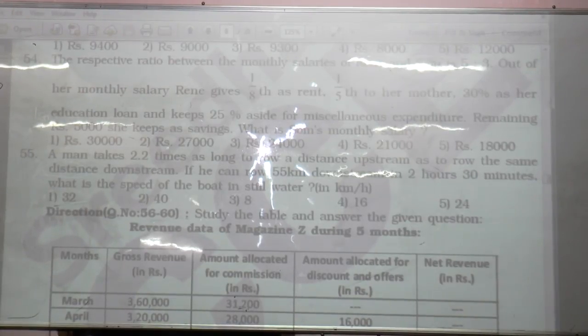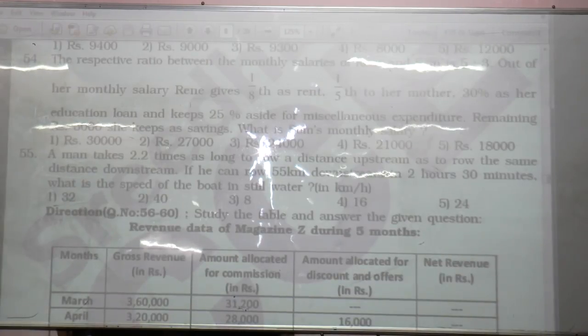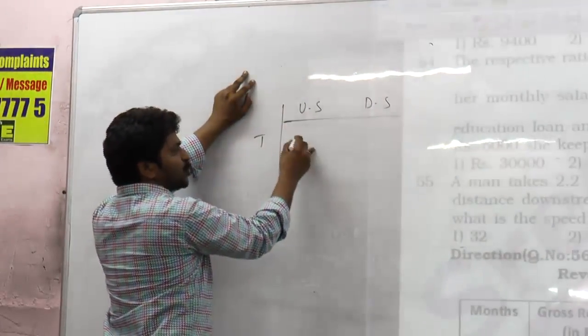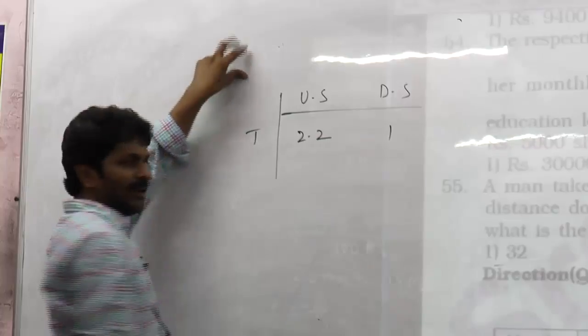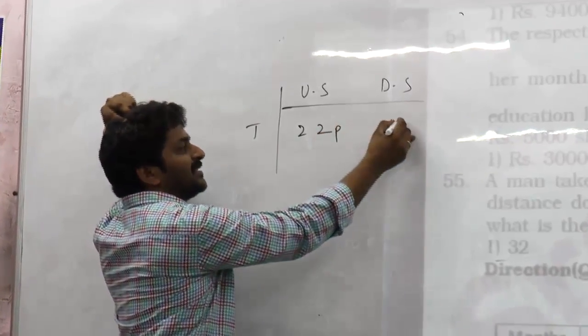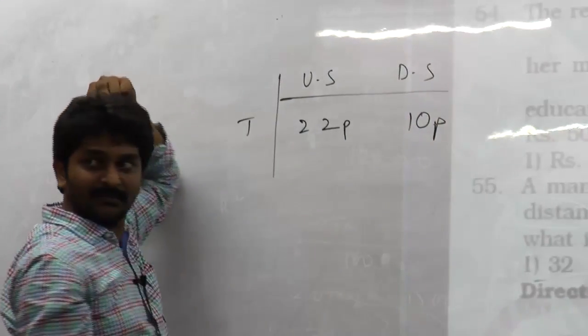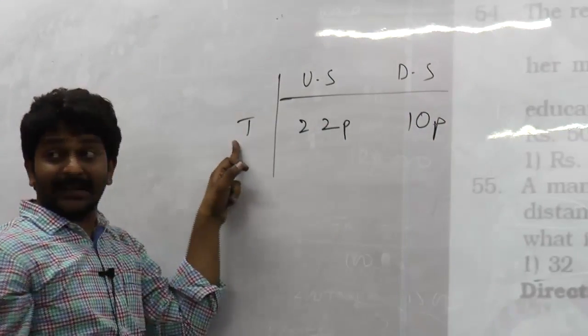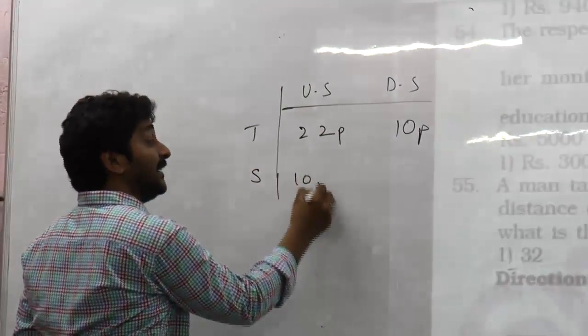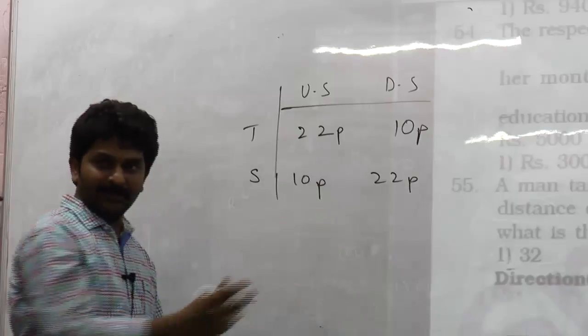If he can row 55 kilometers downstream in 2 hours 30 minutes, 2.5 hours, what is the speed of the boat in still water? Now you have a straightforward comparison of downstream and upstream. The time taken upstream is 2.2 times that of downstream. I don't want to use decimals here, so let it be 22 parts and this as 10 parts. If the time ratio is 22 and 10, the speed ratio becomes 10 and then 22, the inverse ratio.